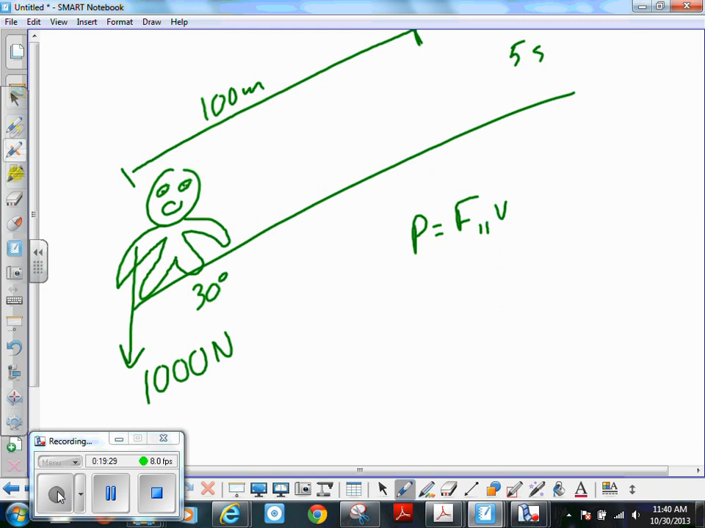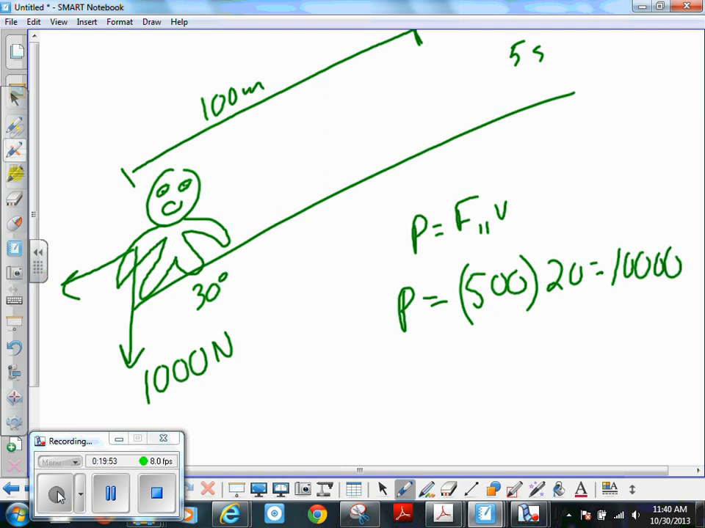But the question is that the force that he has to apply that's parallel to the velocity? No, it isn't, because the force that he has to apply is going to be sine theta. So the force he has to apply is 500. And then the velocity would be 20. And so the power would be 10,000.